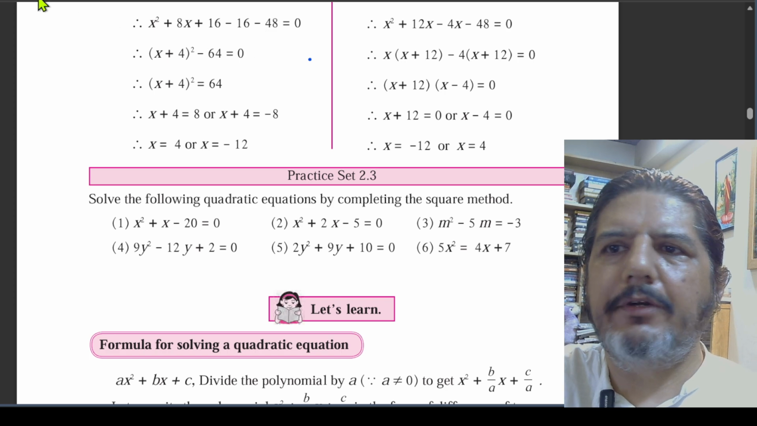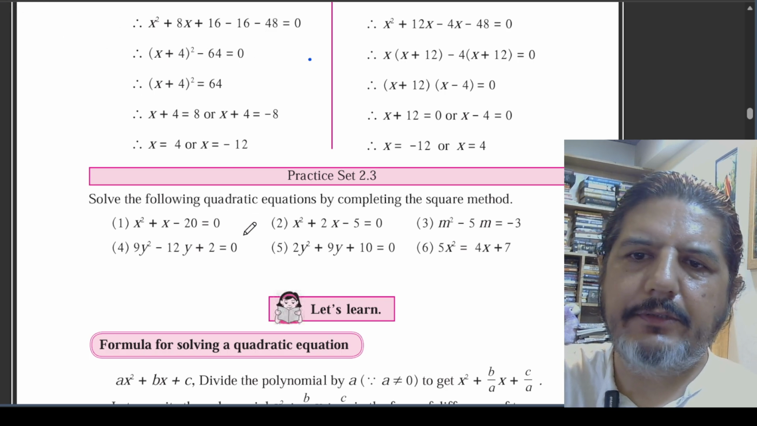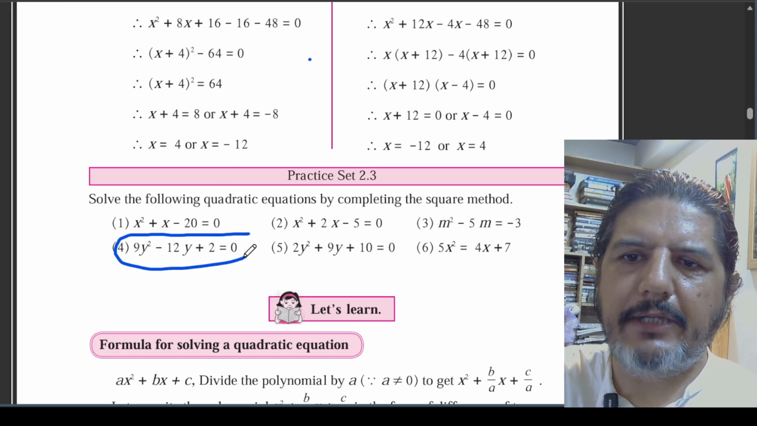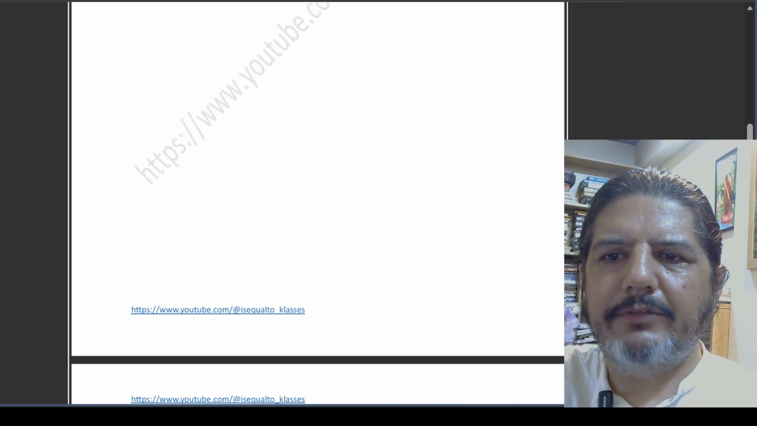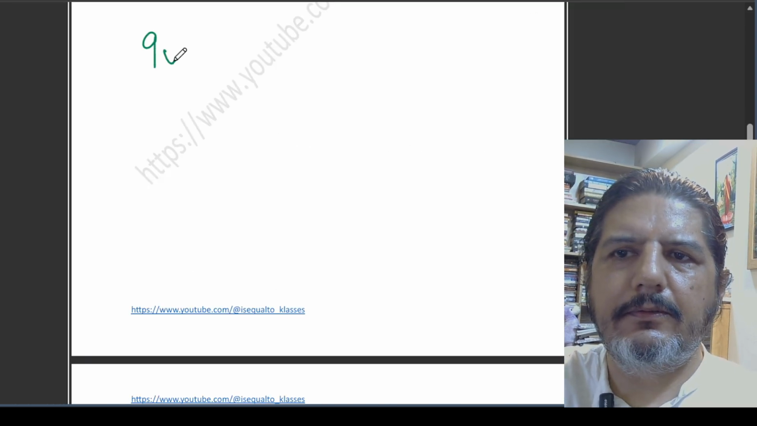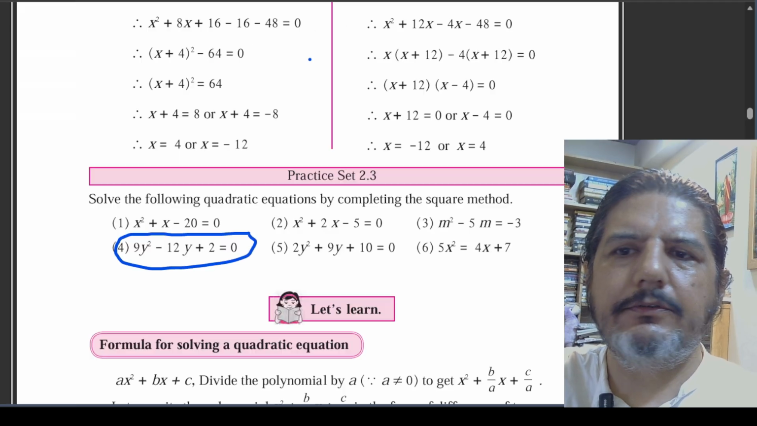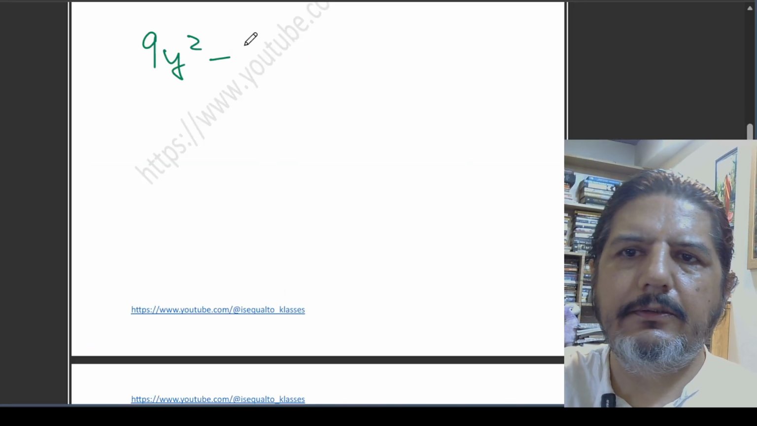So let's pick a difficult one so that you understand the concept well. Let me pick this: 9y square minus 12y plus 2.